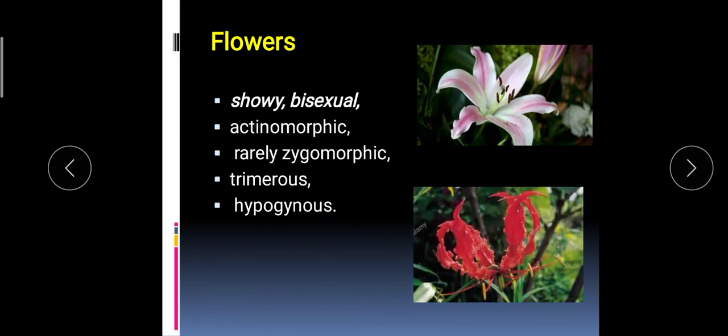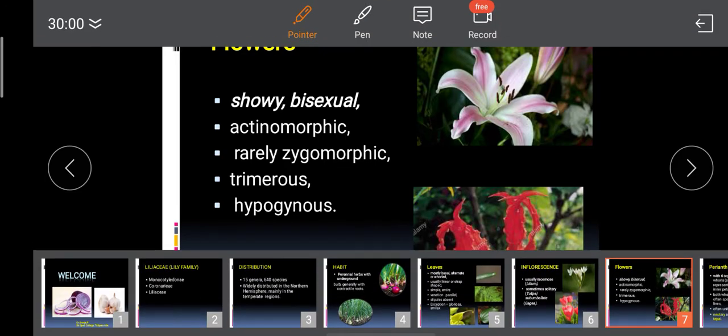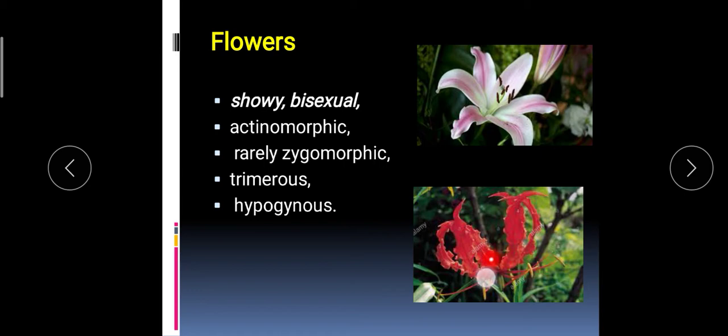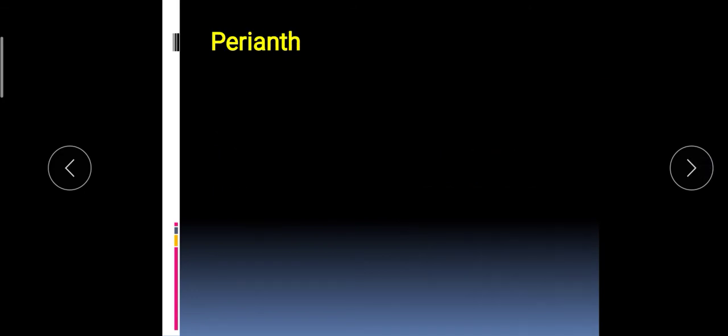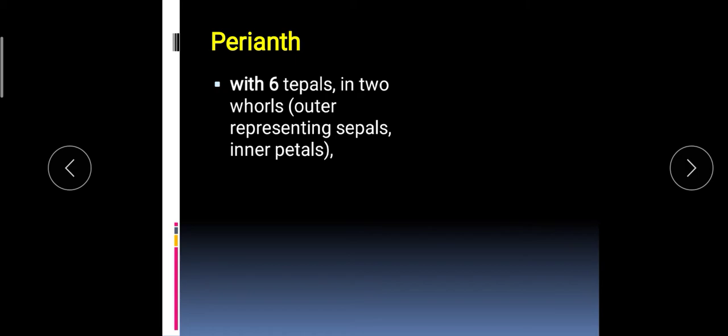See, this is the flower of our common Gloriosa. See how the petals are organized, and this is the flower of Liliaceae. Clear? And now looking into the perianth. Why is it known as perianth? Because there is no differentiation. That is monocot, sepals and petals are not there, that is tepals. So it is arranged in two whorls, the outer representing sepals and the inner petals.